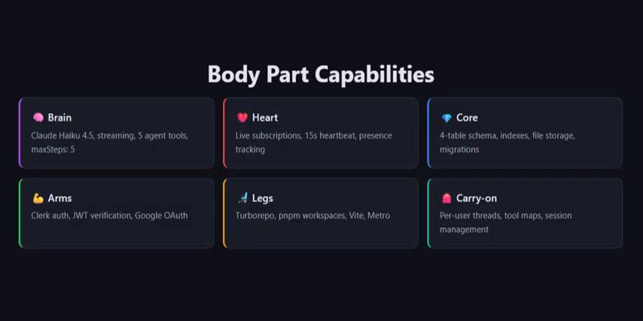The arms, integrations. Clerk for authentication, file uploads via Convex storage, third-party API connections. The arms reach out and interact with external services. The legs, infrastructure. Turbo repo builds, Vercel deployment, EAS builds for mobile, CI/CD pipelines. The legs carry everything and keep it moving forward. And the carry-on, that's the portable agent. The patterns and architecture that travel with you from project to project. The knowledge of how to build this kind of system. Each part is independently valuable. Together they form a complete functioning application.